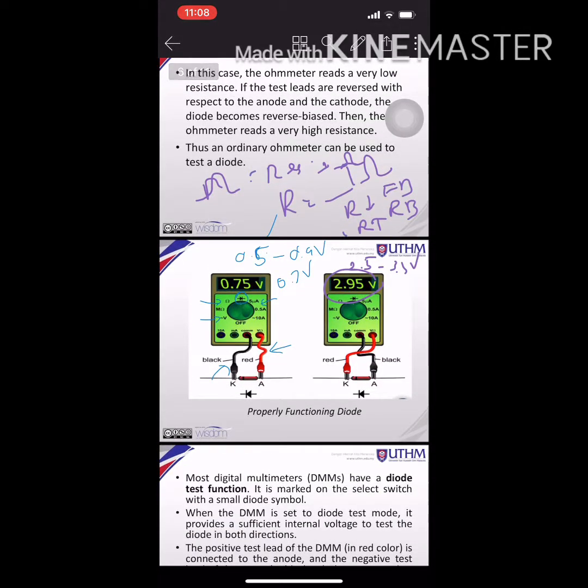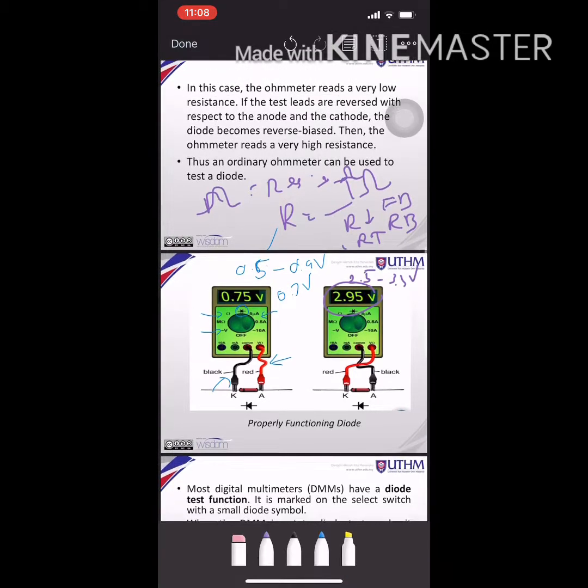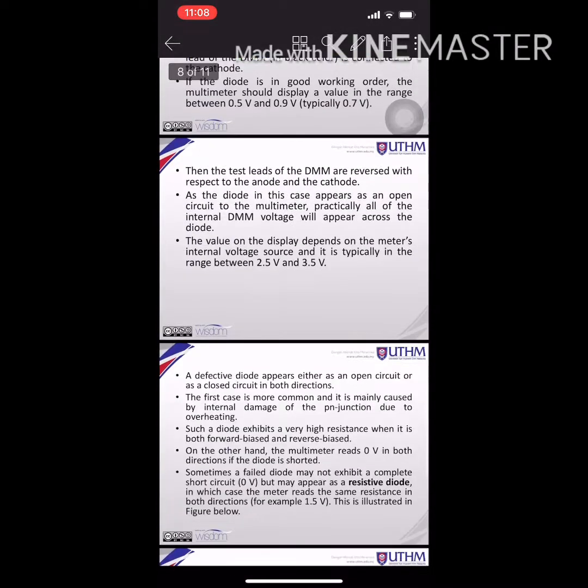Okay, so next, if you are using a digital multimeter, and the red test lead is connected to the anode, and the other one is connected to the cathode, and then the value is between 0.5 to 0.9 volt, 0.5 to 0.9 volt means that the diode is in forward bias. Okay, so if we opposite the leads and the indication is between 2.5 to 3.5 volt, it means that the diode is in terms of reverse bias. Alright.